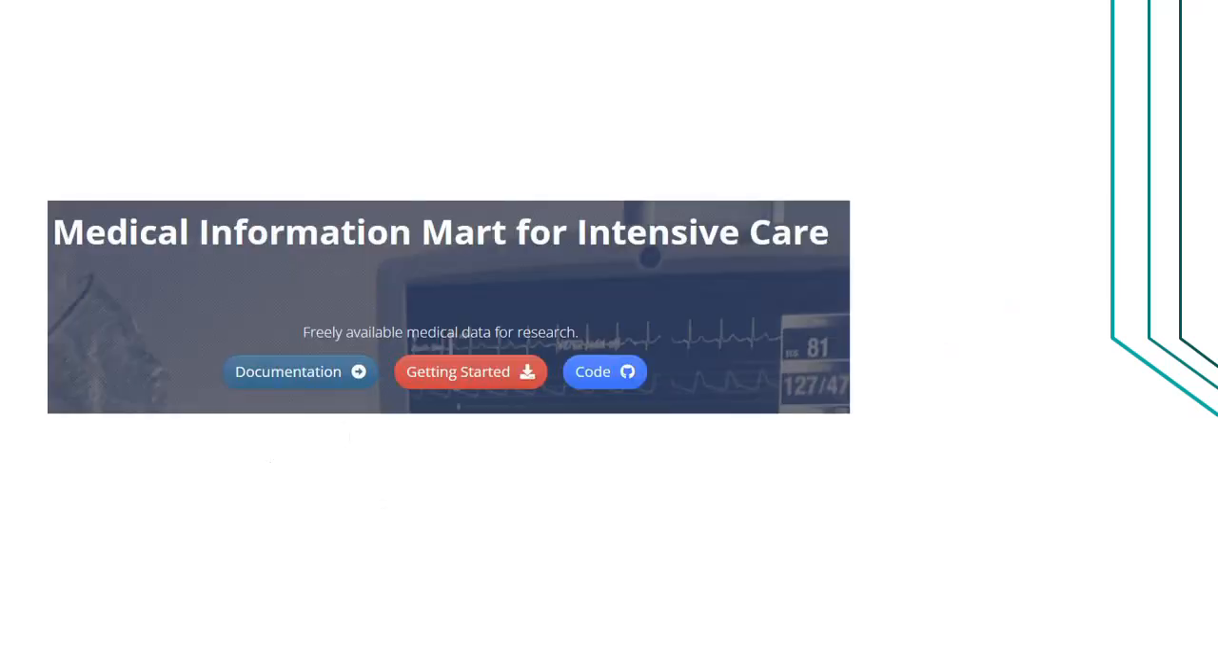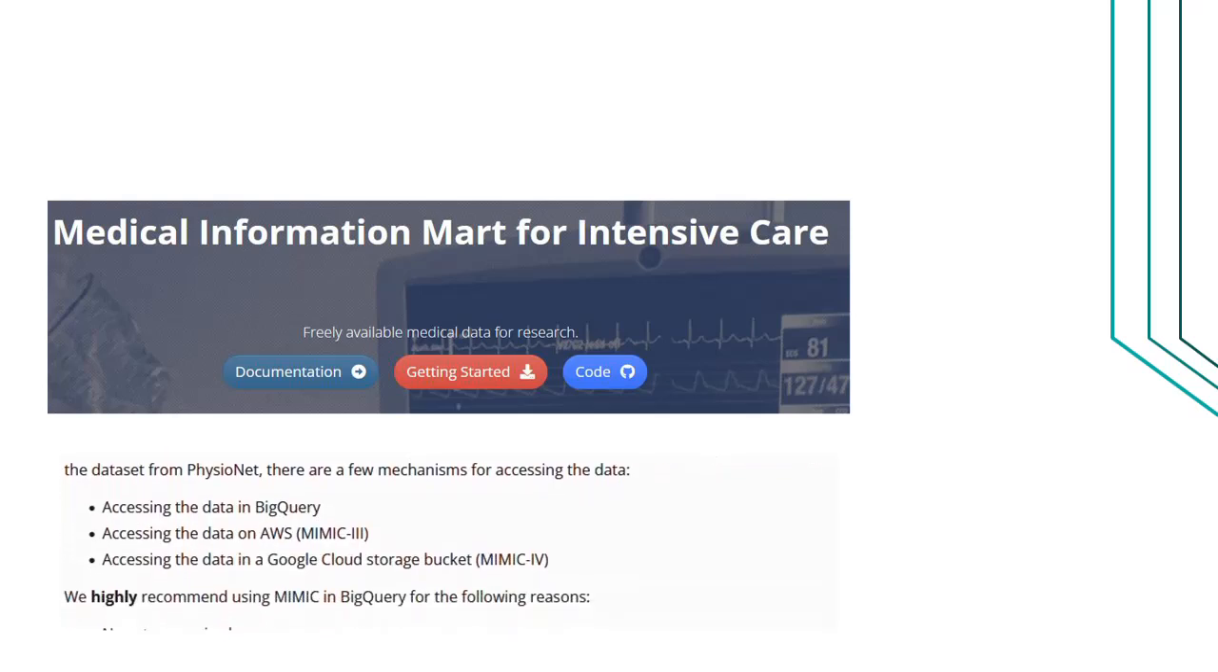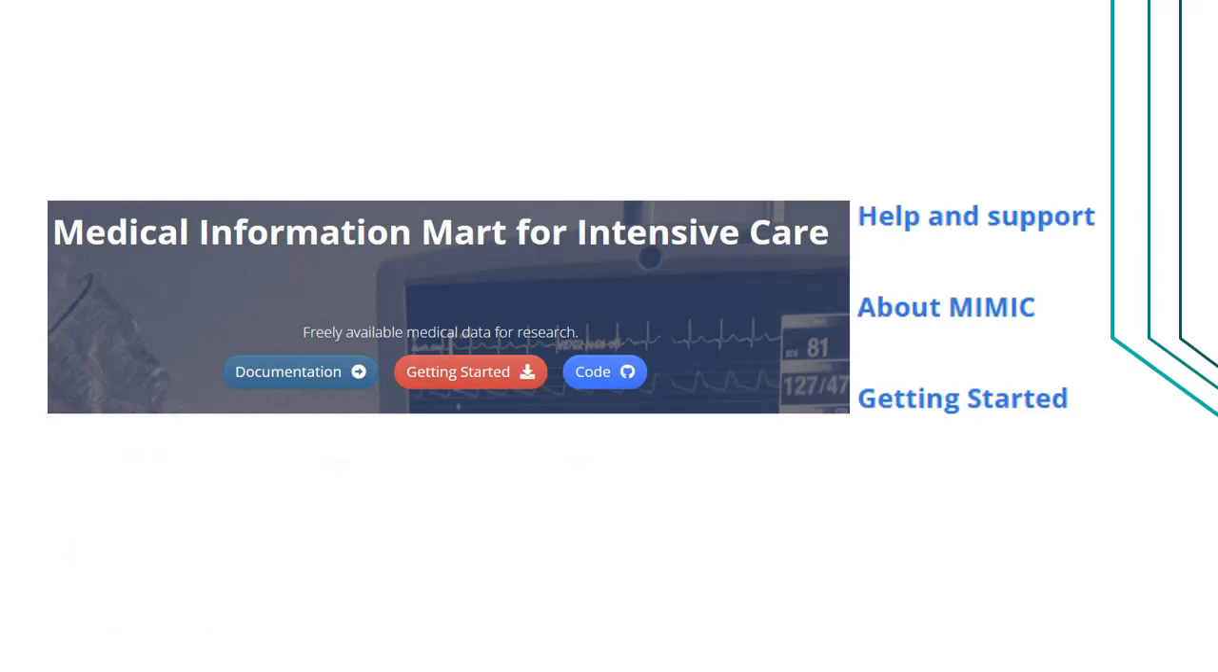Mimic's website provides clear instructions on the application process and offers guidance on setting up access once approved. Overall, Mimic3's documentation is well written and accessible. Why this documentation is important, and why you should read it, will become clear in the next minutes.